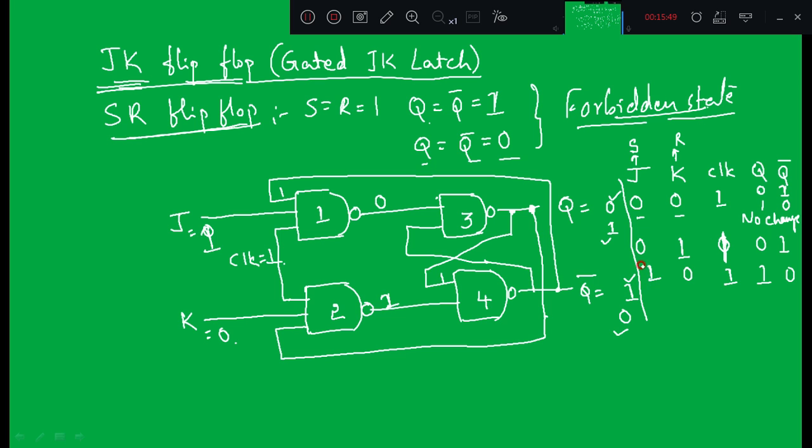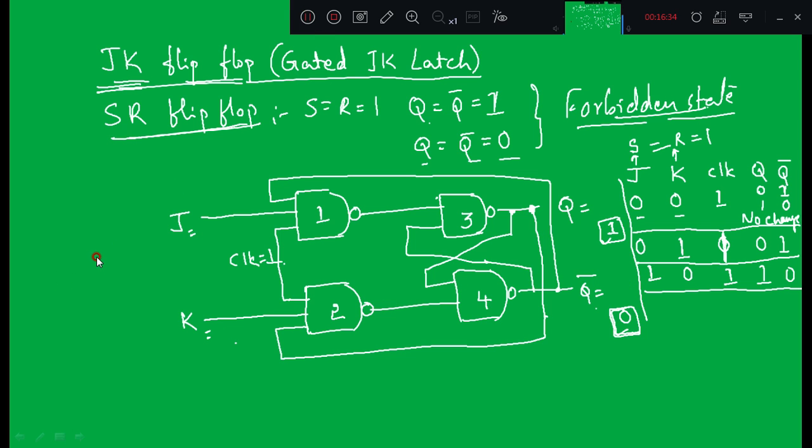So now we understood the first three states, and the last state in the SR flip flop, if I take S equal to R equal to 1, both outputs were either high or low, right? So now we have to avoid this state, that is the forbidden state, right? For the next set of inputs, what will be my previous state? Q equal to 1 and Q bar equal to 0, right? So now we will verify how this modification avoids the forbidden state.